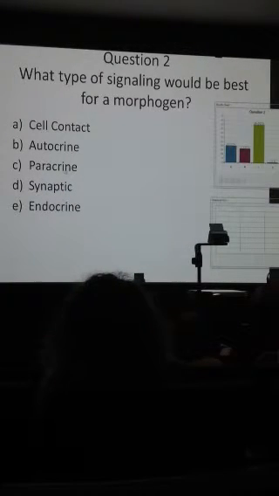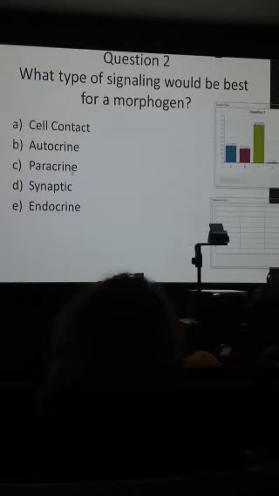Therefore, it's paracrine. So paracrine is a diffusible factor that's impacting a different cell type. And that's exactly what we're looking at: the cells that are producing the morphogen gradient are different than the cells that are being impacted by it. Synaptic is only involved in neuronal cells, and endocrine is over long distances through the bloodstream, so it can't be those two. Any questions about that?